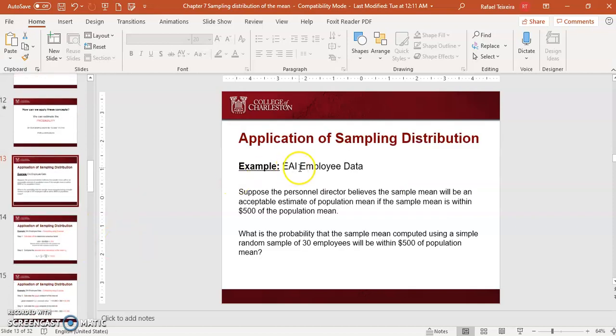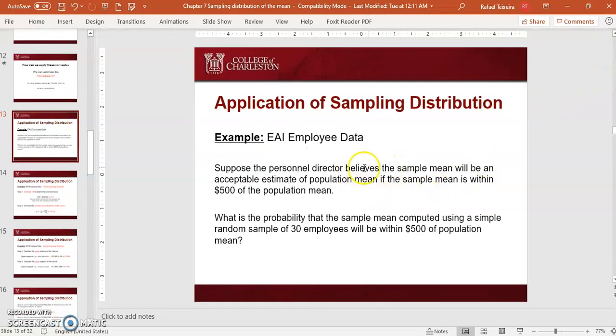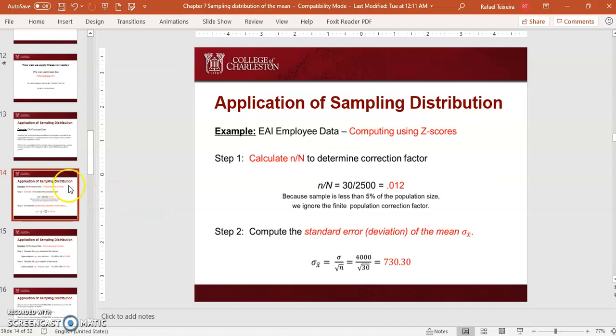Here's the EAI employee data again. Let's suppose the personnel director believes the sample mean will be an acceptable estimate of the population mean if the sample mean is within 500 of the population mean. So the personnel director wants to know: what's the probability that the sample mean, computed using a simple random sample of 30 employees, will be within 500 of the population mean? That's the question. Here's the example and the steps to solve this problem.